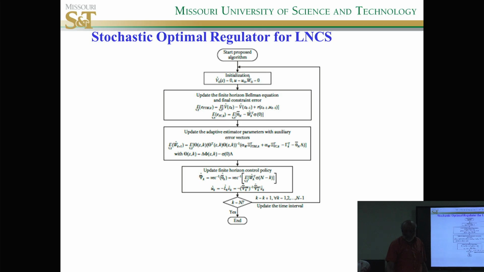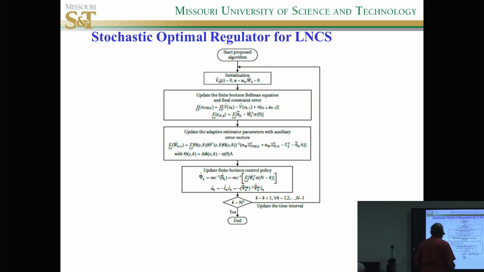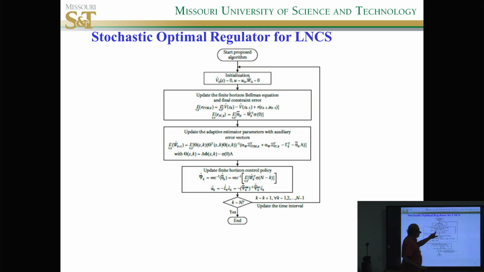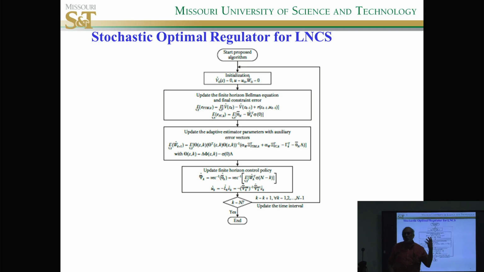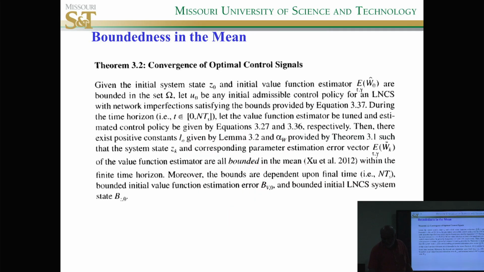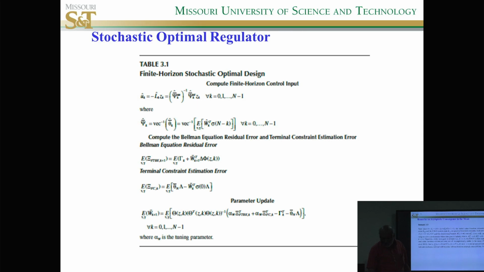Here is the flow chart. The flow chart is the same as the deterministic case, except that you have the E. Okay. So you have the terminal constraint error, you have the Bellman error, and then you come up with the update laws. You update it, you construct the U hat, and then you basically change the time. So the code is there. I gave you the code. You guys can play with it. Okay, these are all theoretical results.